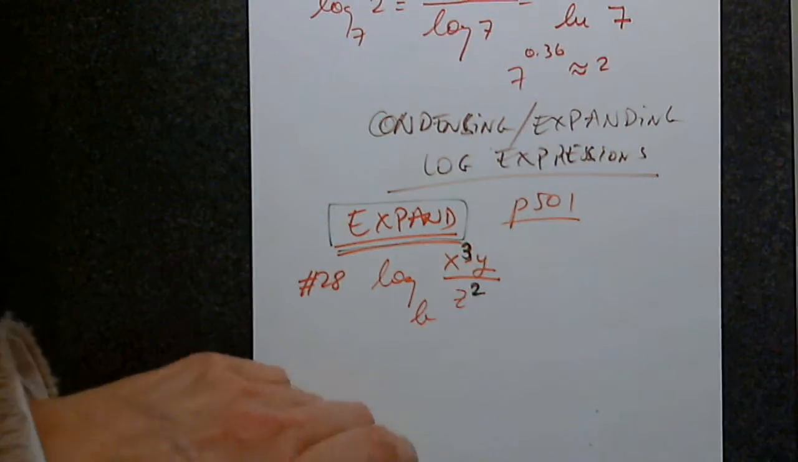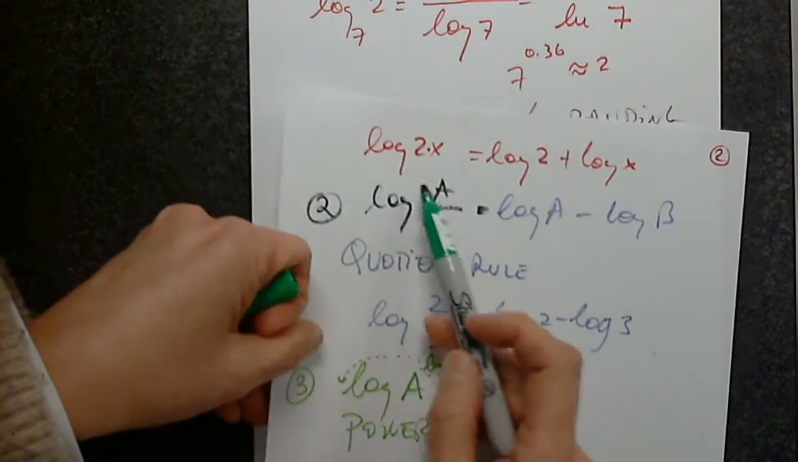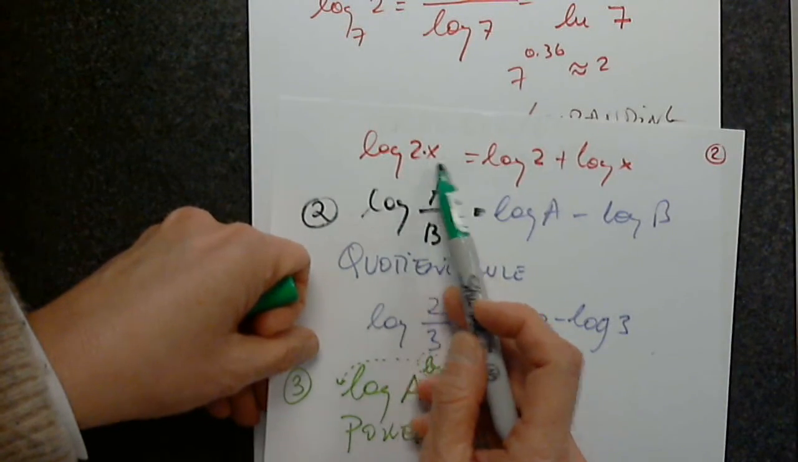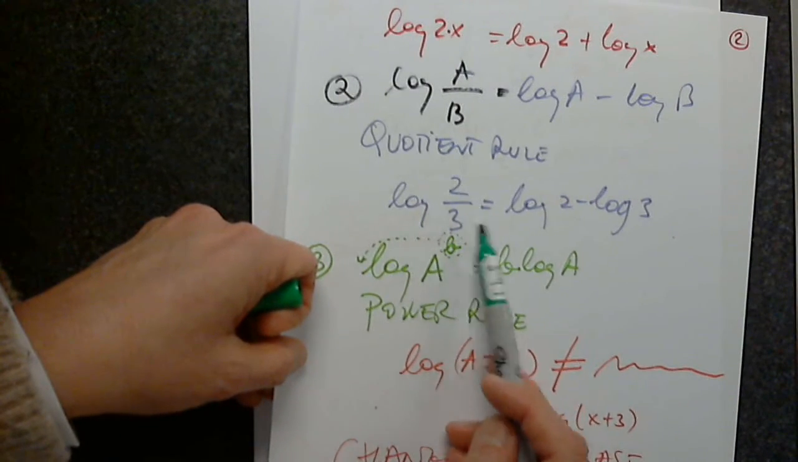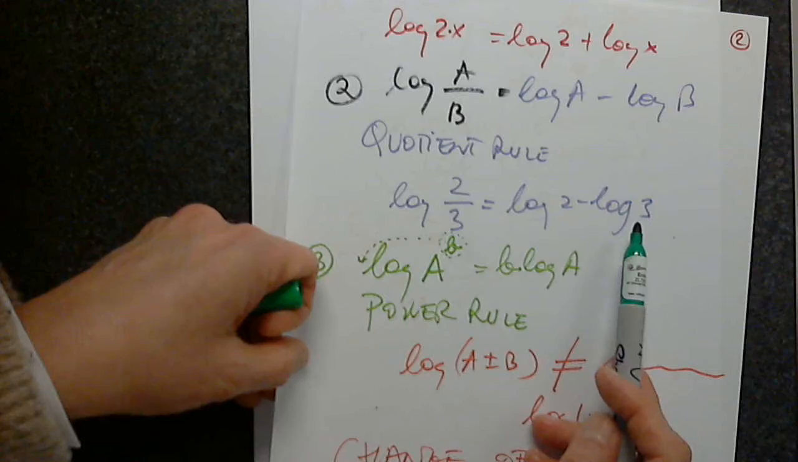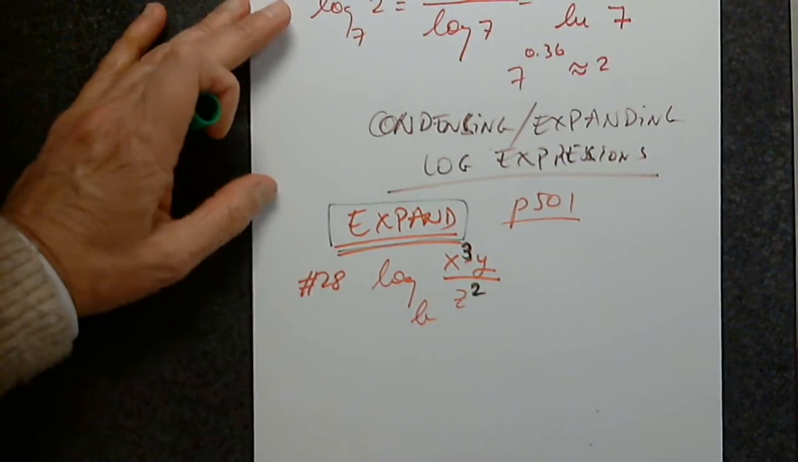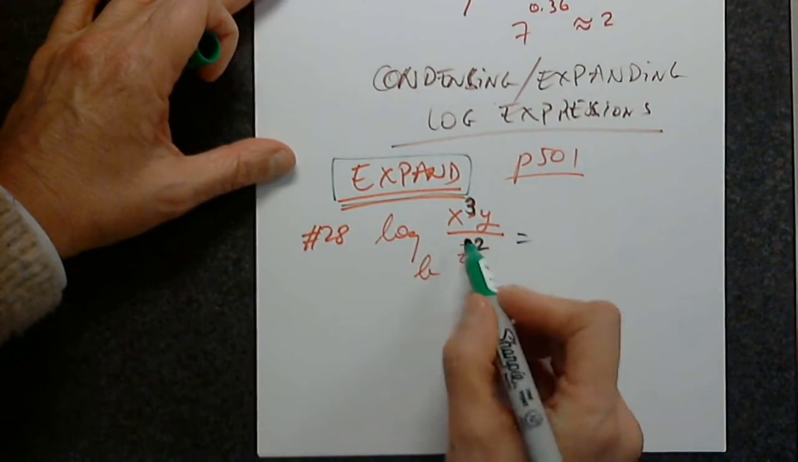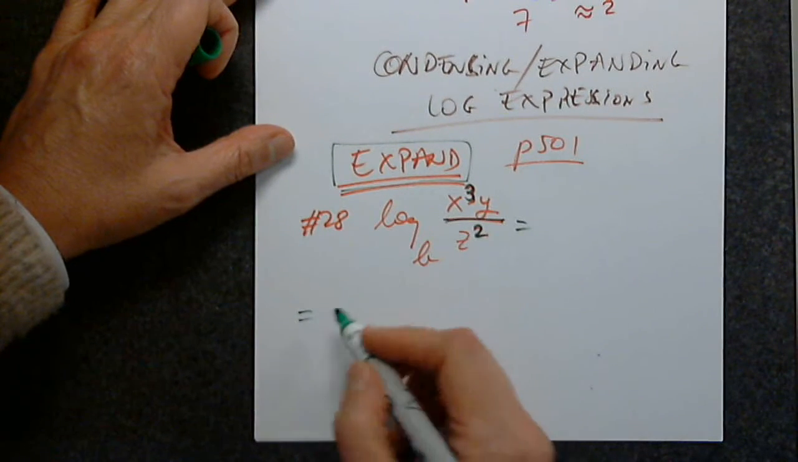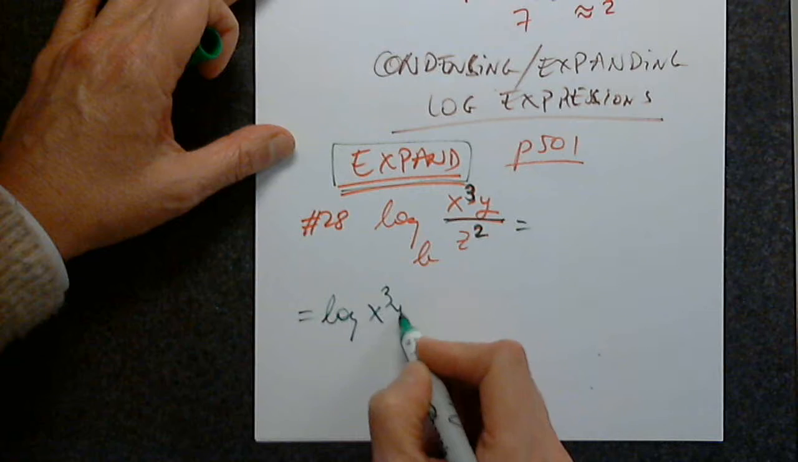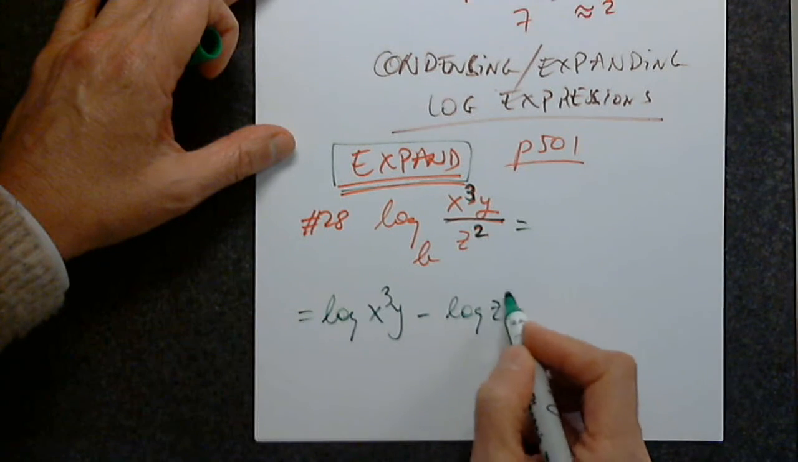Have we done this before? Yes, of course, right here. When we said log of 2 times x is the sum of logs. Another one is right here. Log of 2 over 3 is log of 2 minus log of 3. Okay, so I will start with the ratio. Quotient rule says log x cubed y minus log z squared.